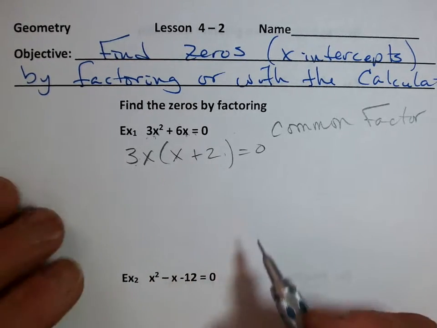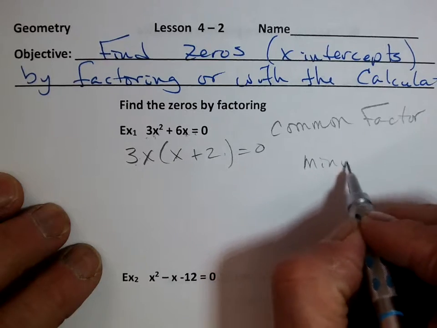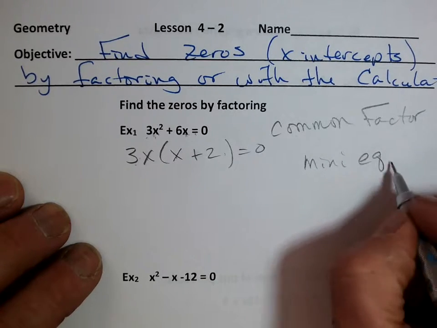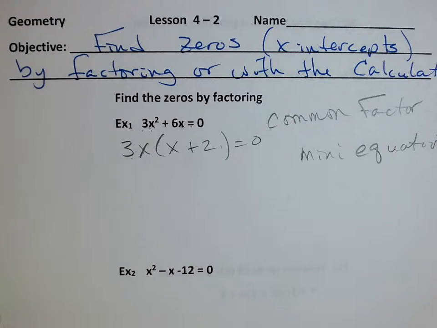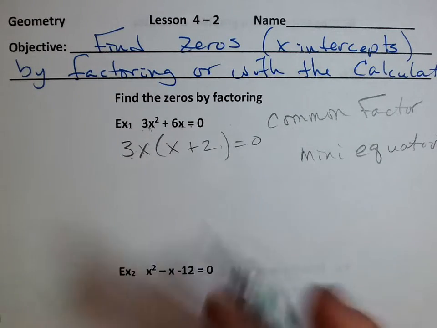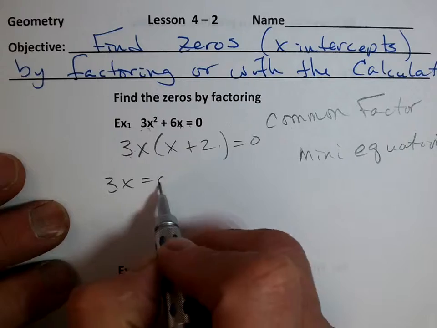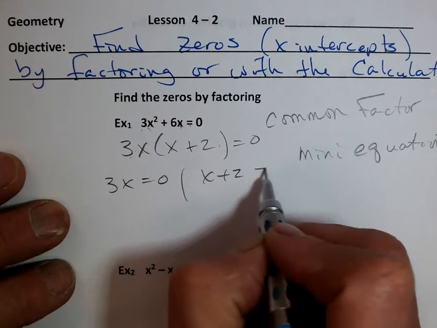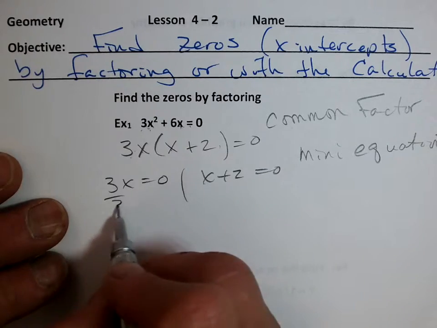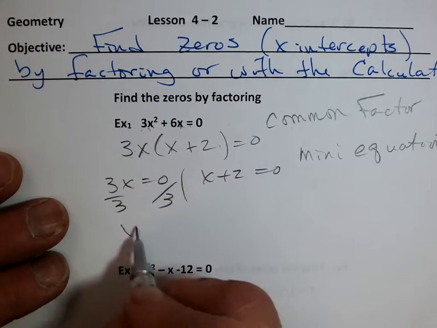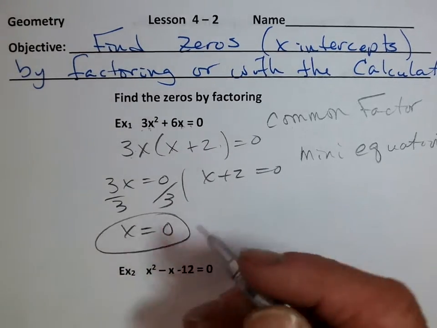I got my mini equations, right? So I'm going to go into my 3x equals 0 and my x plus 2 equals 0. Divide by 3, divide by 3. One of my zeros is 0. That's an answer. 0 is an answer.